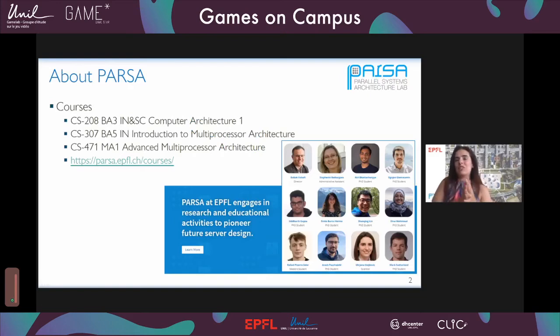So before that, I just wanted to introduce briefly the lab, the group where I am. I'm in the Parallel Systems Architecture Lab, led by Professor Babak Falsafi at EPFL at the School of Computer and Communication Sciences. PARSA and myself, we engage in research and educational activities to pioneer future server design. But as you said, my research also goes in other directions: electronic design automation, reconfigurable architectures, and hardware security in recent times.